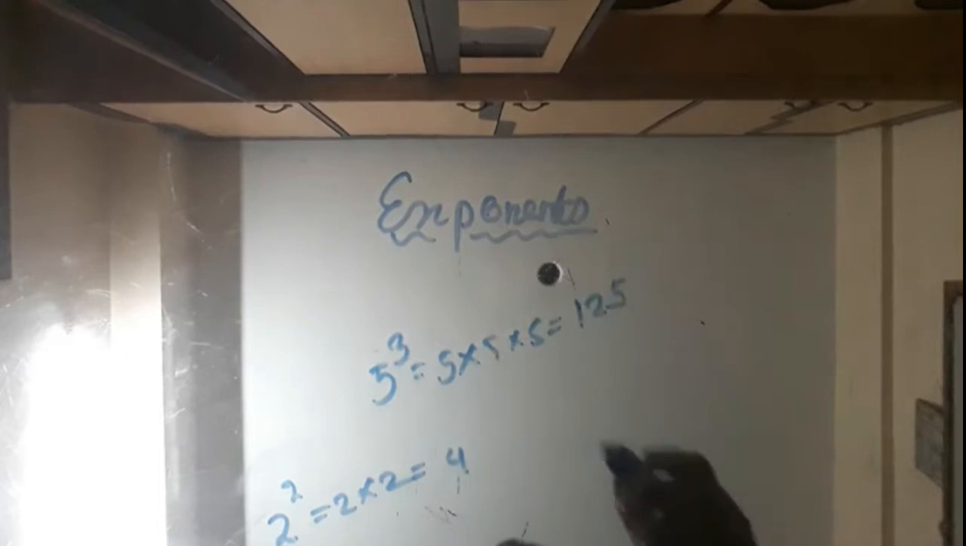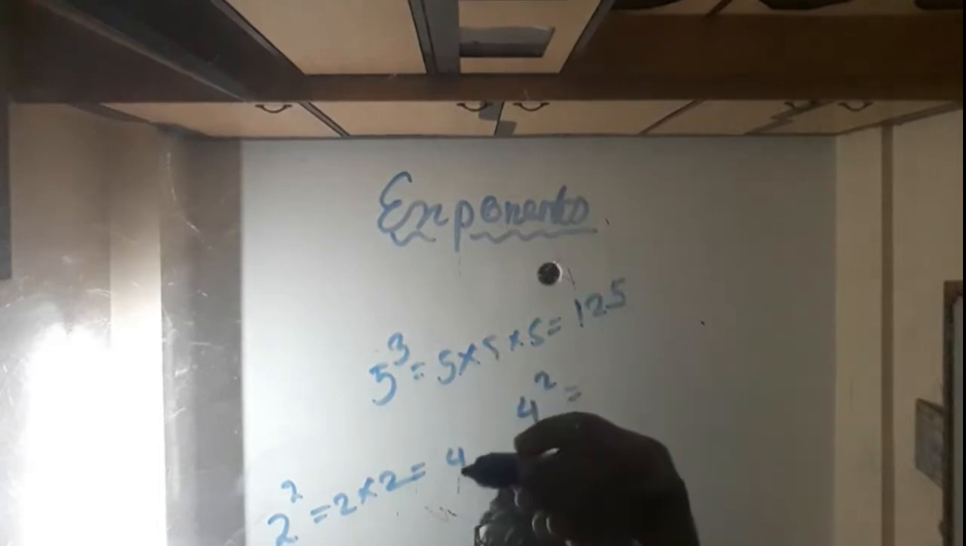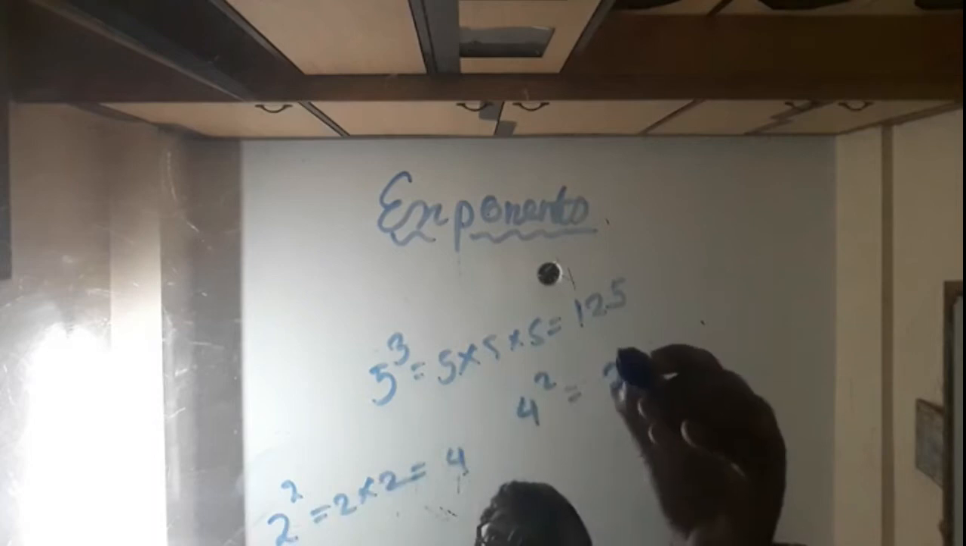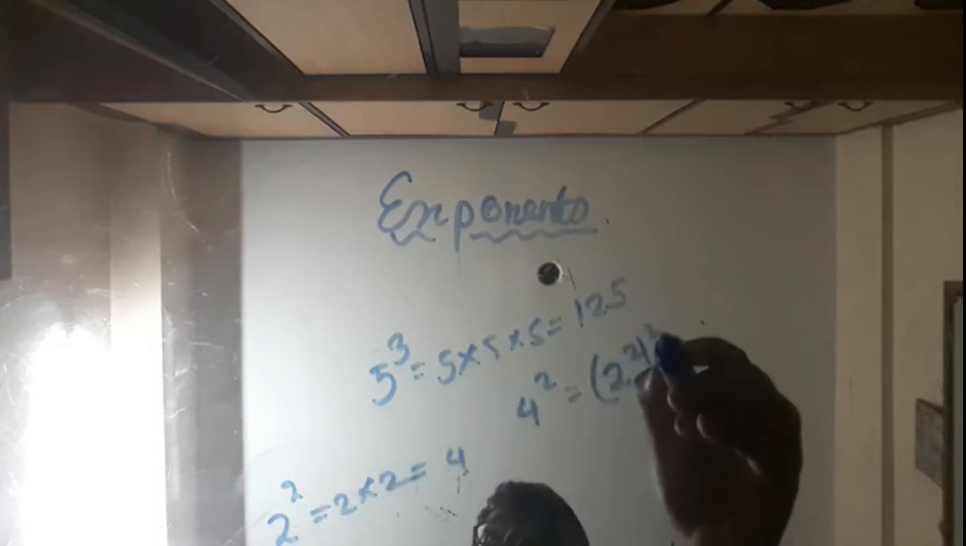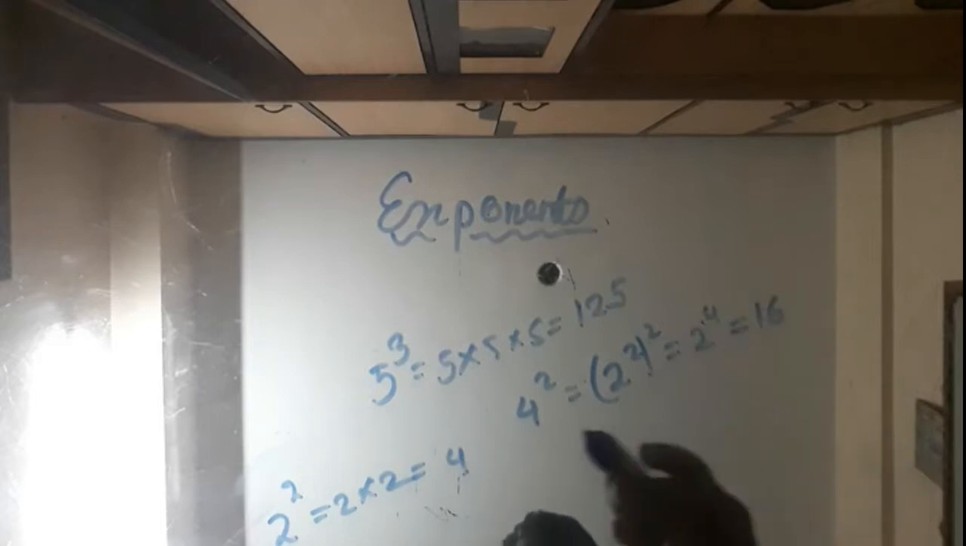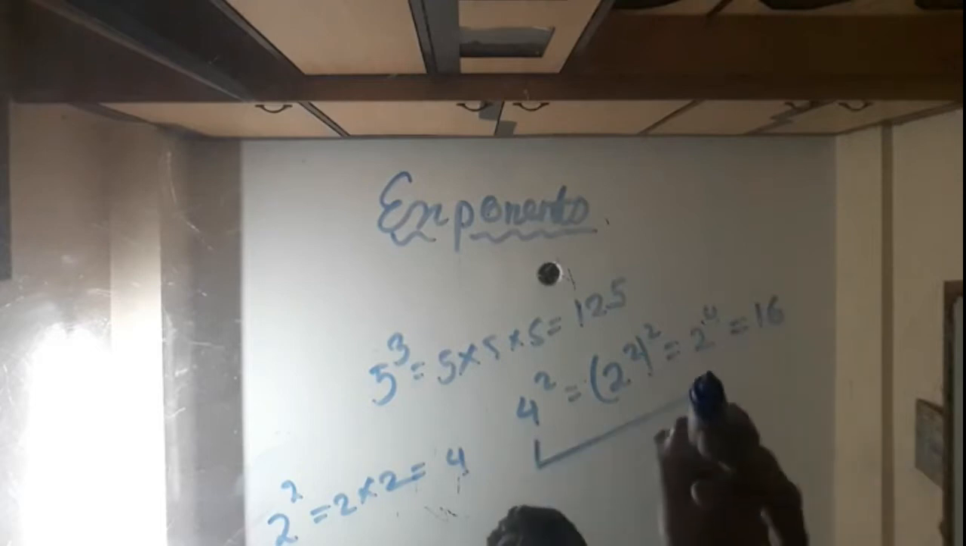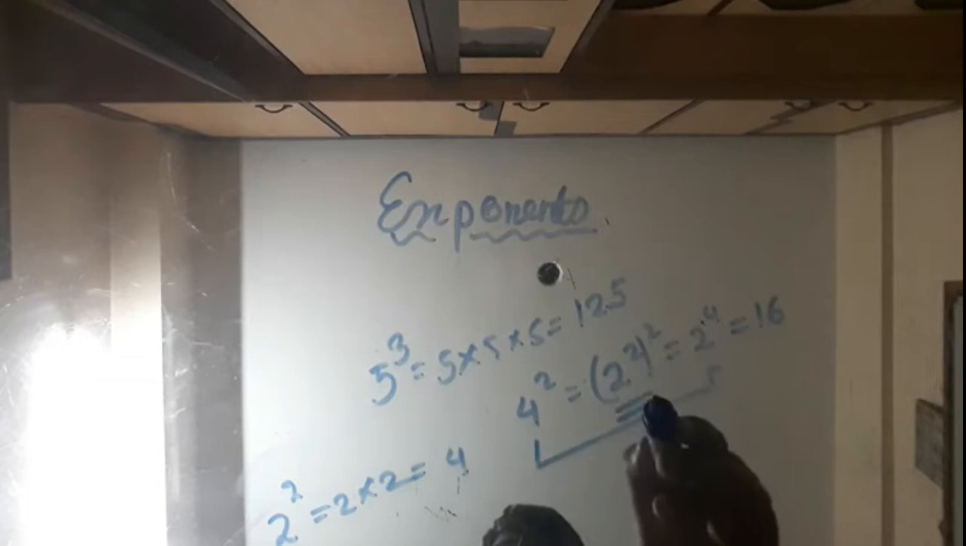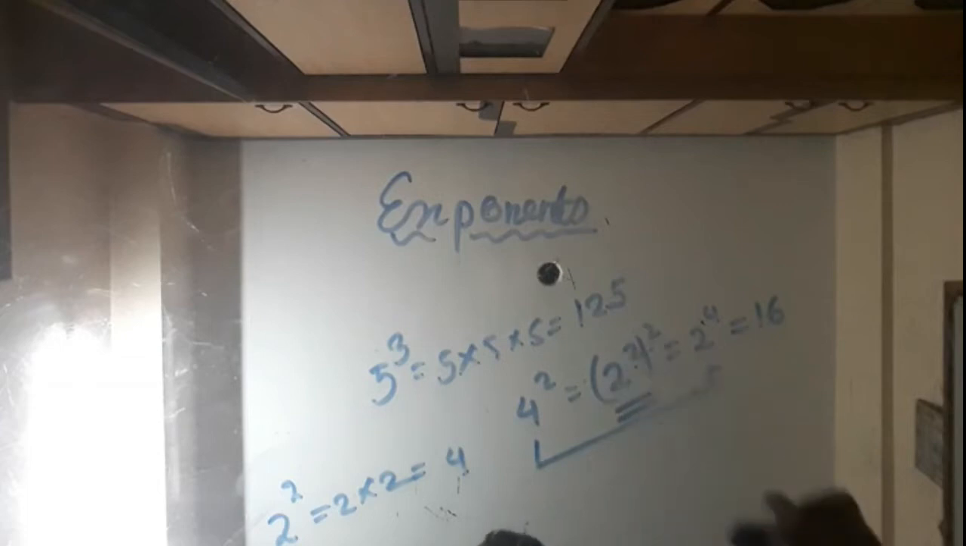Okay, now let me ask you about 4 raised to the power 2. Now 4 itself is 2 raised to the power 2. So I can write 2 raised to the power 2 whole square, which is 2 raised to the power 4, which is 16. Now if you cannot make out how I went from here to here, how I wrote this step and how I multiplied the exponent, and if you are confused as to when you have to add the exponents and when you have to multiply the exponents, then this is the video which will be helpful for you.